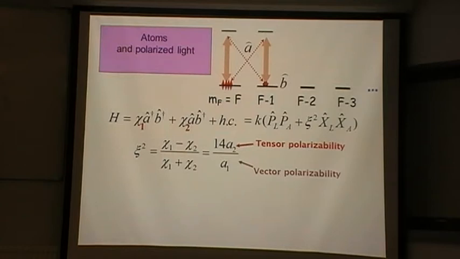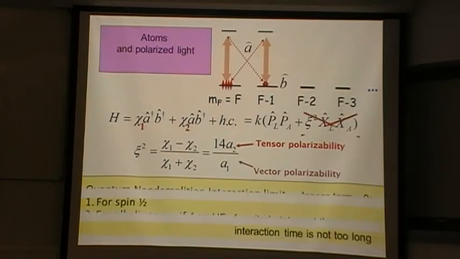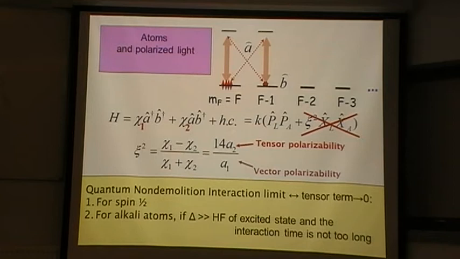So you can rewrite this interaction through harmonic variables, and in principle, you can achieve the situation where the second term vanishes, and then it's a quantum non-demolition interaction, which can be used, as we have demonstrated, for instance, for entangling atoms in atom clocks, or it can be used for precision measurements and so on.